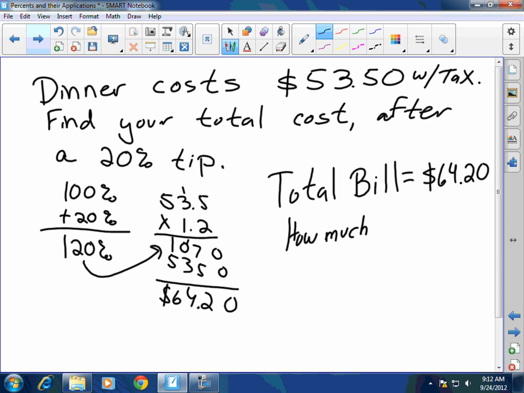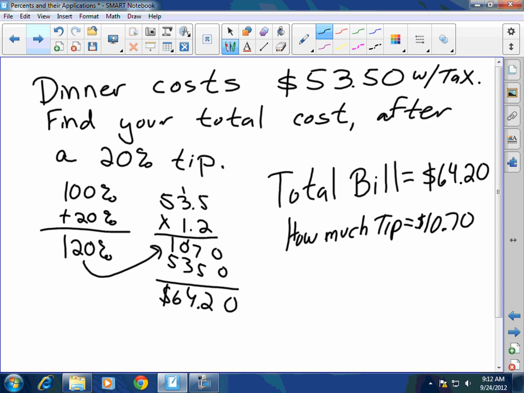What if I want to know now from here, how much did you pay in tip? How much tip? You just subtract it. 64.20 minus 53.50, which is going to be 1080? No, 1070. Right? Yeah, 1070. So $10.70.